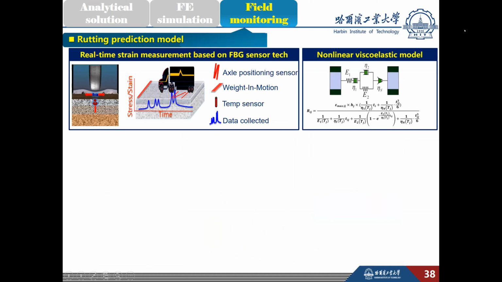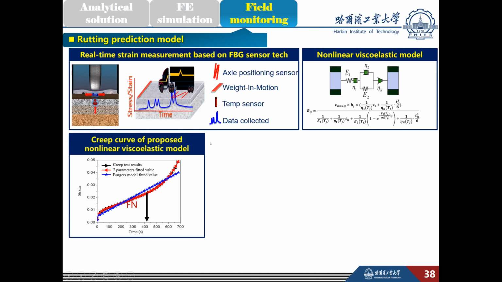In the proposed nonlinear viscoelastic constitutive model, the linear dashpot was replaced by a nonlinear dashpot. As a result, it could describe the third phase of permanent deformation in the creep curve.